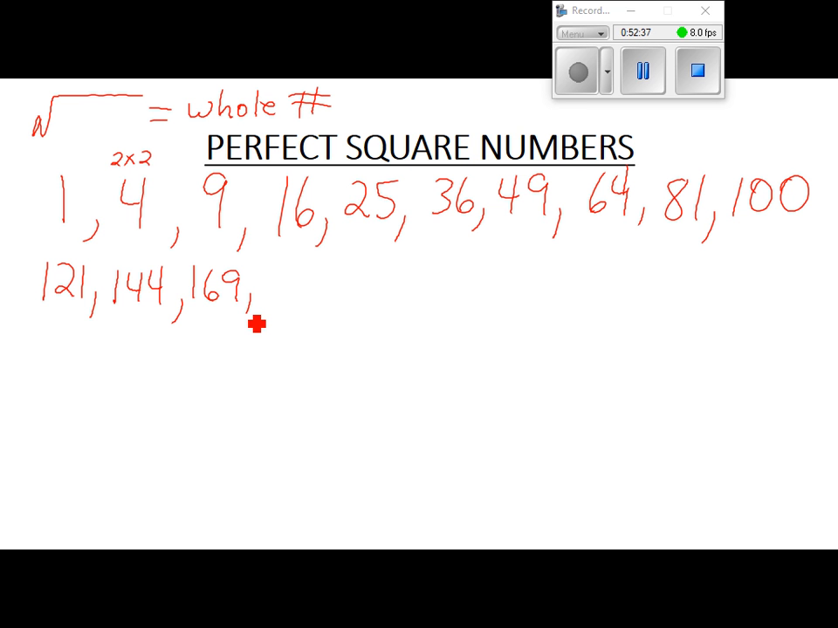Grab your calculators if you've got one laying there. What was 144? 12 times 12, right? 169 was 13 times 13. 196 is 14 times 14. 225 is 15 times 15. What is it? 2. All right, I'm going to get rid of that. 256. 289.